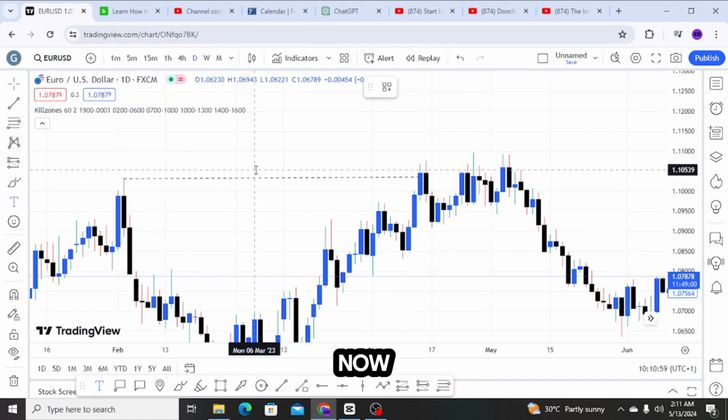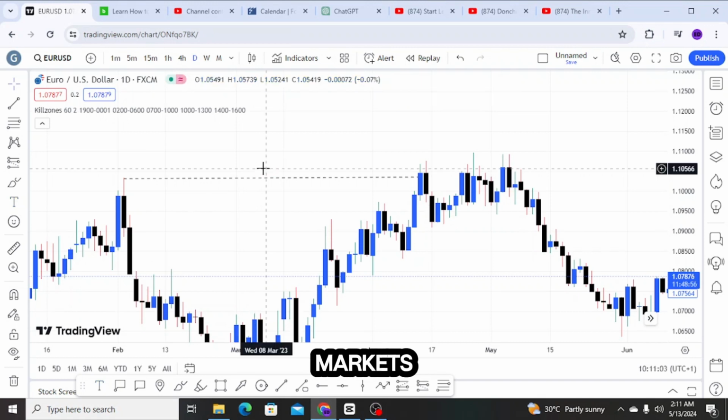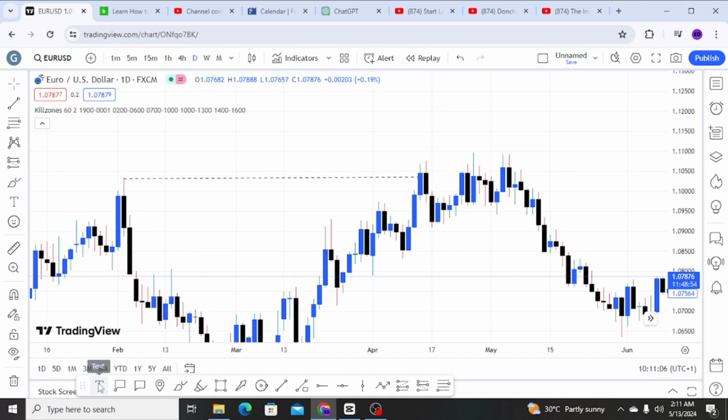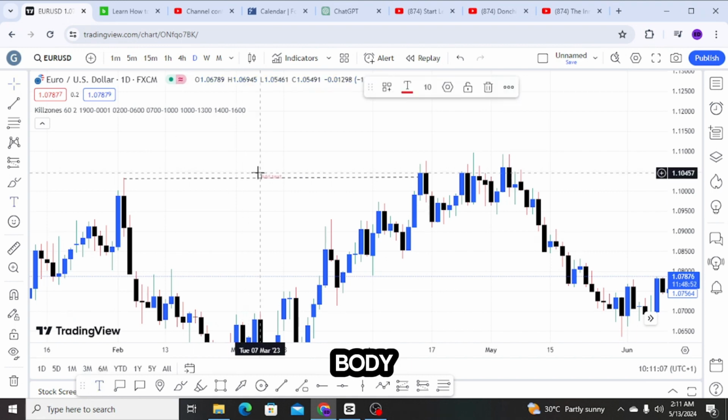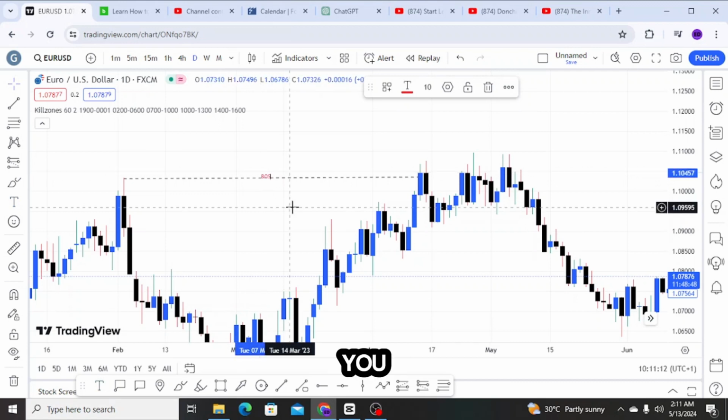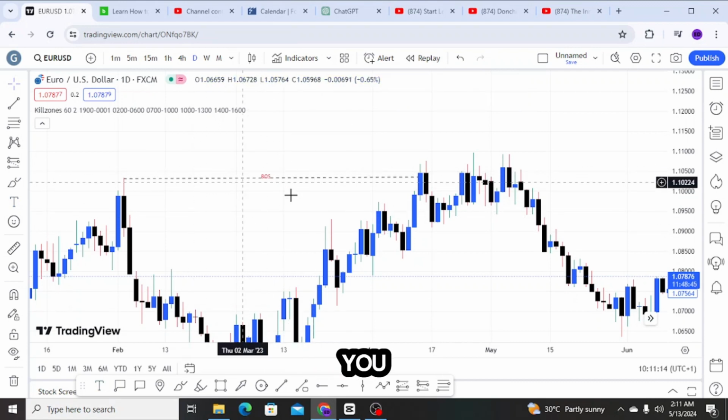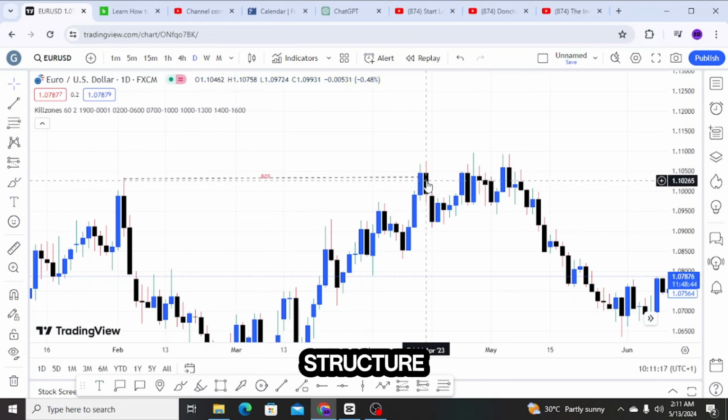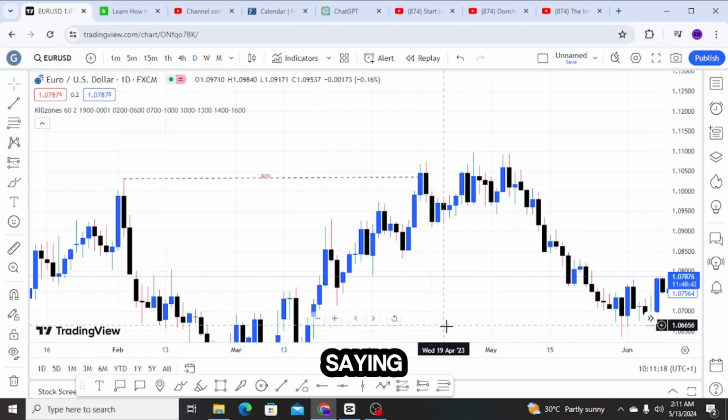Now, here the break of structure is valid. This is because the market has closed with a full body to the upside. Do you understand? This is when you say that the market has broken structure. I get what I'm saying.